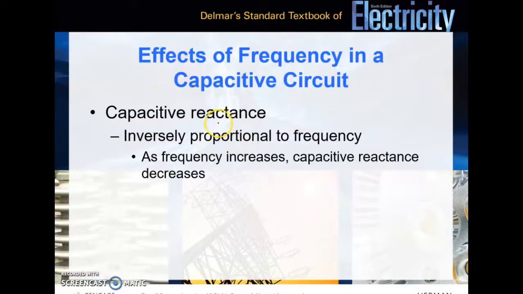So capacitive reactance, that is the current limiting effect of a capacitor, and it's inversely proportional to frequency. We saw with inductors that inductive reactance is directly proportional to frequency. Capacitive reactance is inversely proportional to frequency. So as the frequency increases, capacitive reactance decreases.